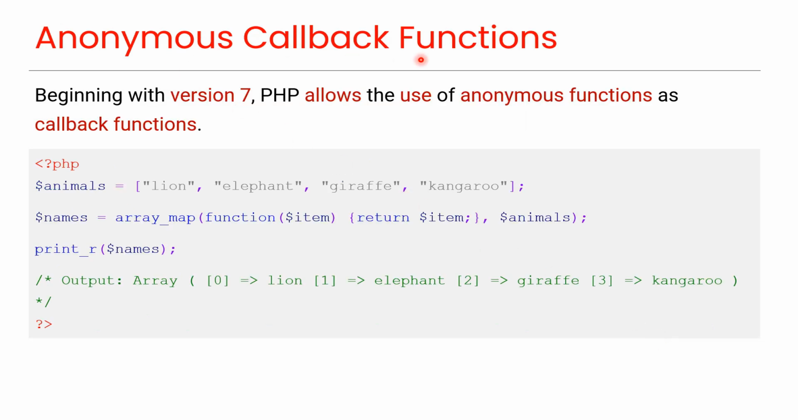Anonymous callback functions. Beginning with version 7, PHP allows the use of anonymous functions as callback functions. For example, here we are using an anonymous callback function directly as an argument to the array_map function. And you can see in this output that the code works.